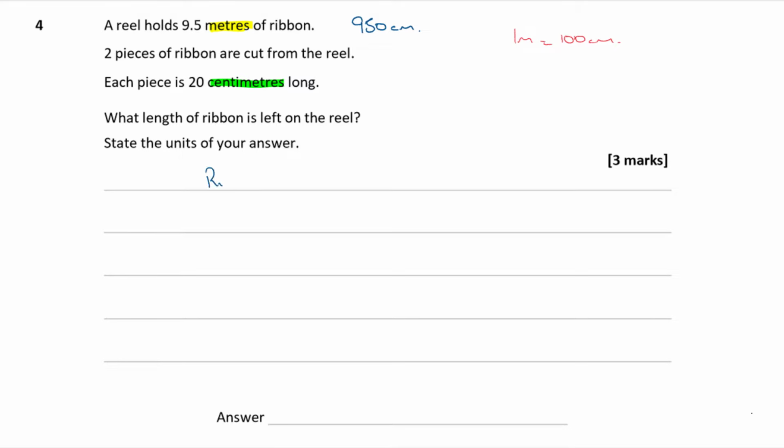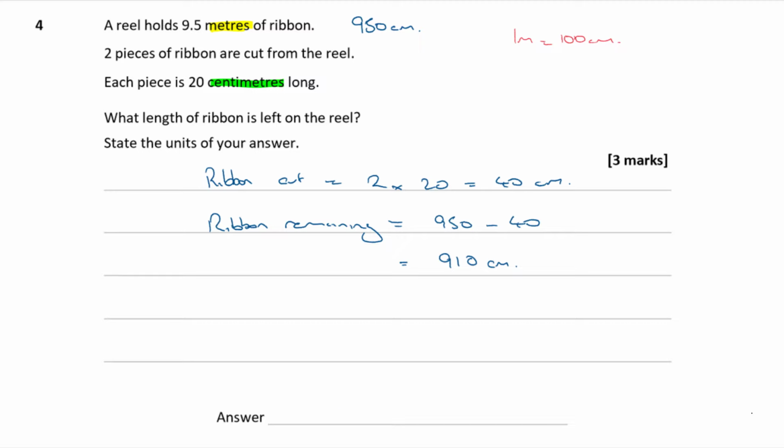The ribbon cut is 2 lots of 20 centimeters, which comes to 40 centimeters. So ribbon remaining then, that's going to be 950 minus 40. So that's 910 centimeters left. Okay, so 910 centimeters. Now it does say state the units of your answer. So if you do not do that, you will be losing a mark. So I definitely will be doing that.